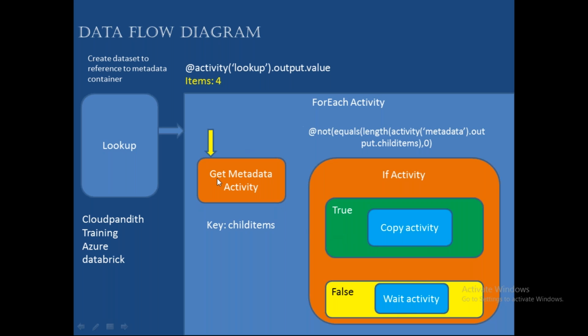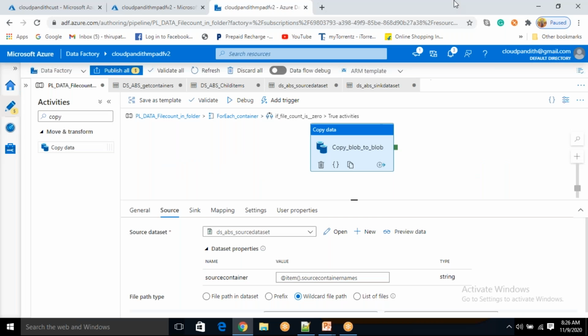Now one by one, the ForEach will pass each item. So you will pass it to the if condition, it will check, then it will do one by one. Okay, let's verify whether the copy activity is working or not. But before that, does anybody have any questions?